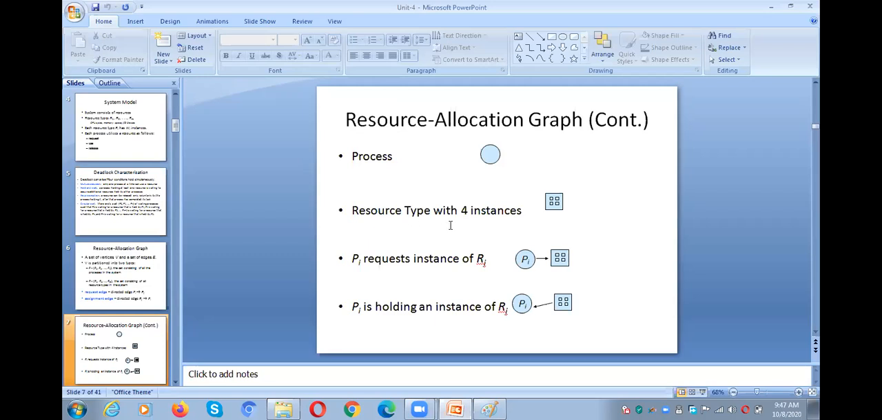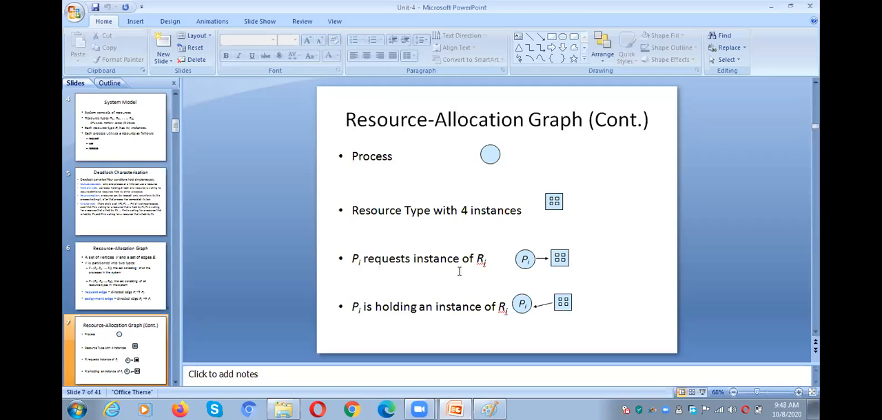For example, for a resource type, there are four instances of one resource type. So here these small blocks are there in the rectangle, right? In the square, sorry. Usually we need to represent it as a rectangle. So inside the rectangle, we have four dots, right? Those dots represent four instances. That means we have four resources of that type.